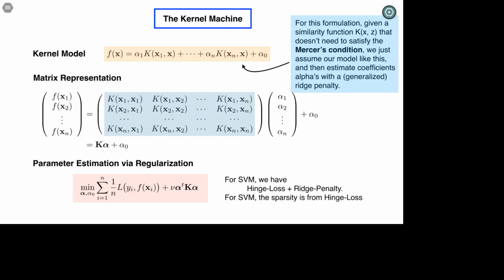Then you can formulate your problem as loss plus penalty, and you can use whatever loss function you like. And for the penalty here, we do the ridge type penalty on alpha due to the formulation from SVM. But now you're free to use whatever alpha and penalty you like. You can do L1 penalty too.